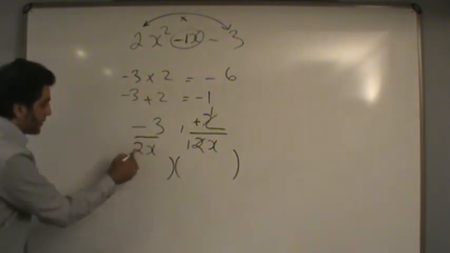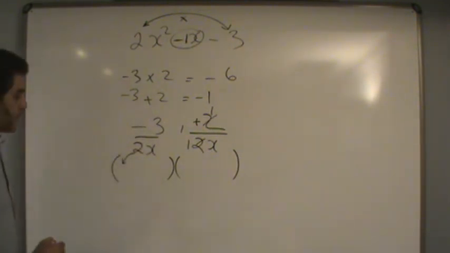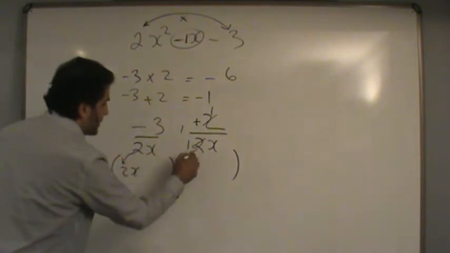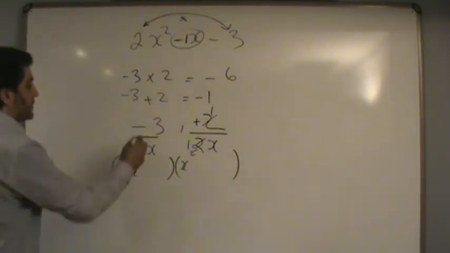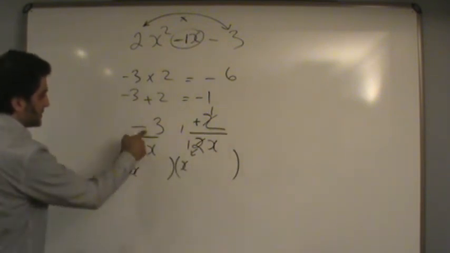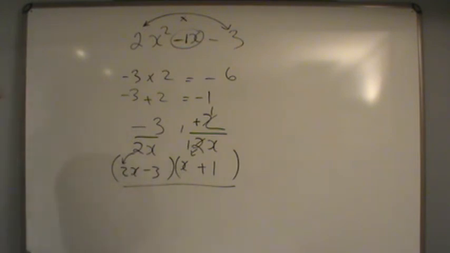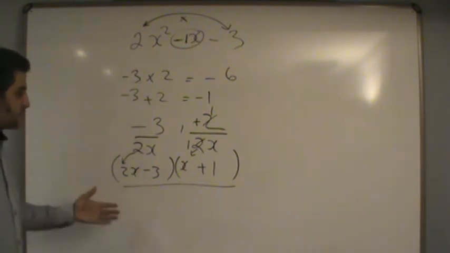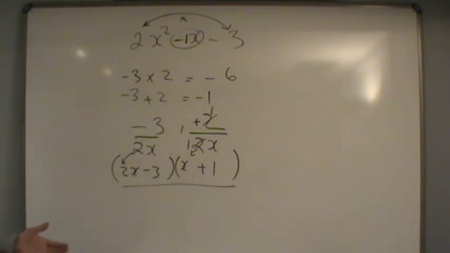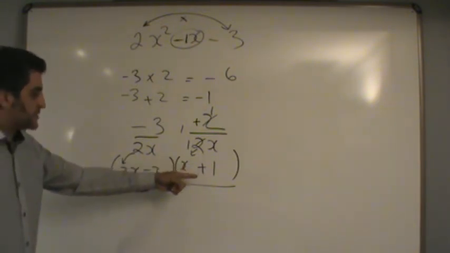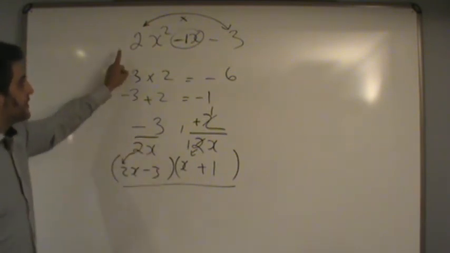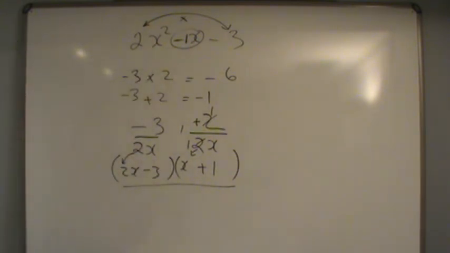The bottom part goes right here, right after the bracket: 2x and 1x right there. The top part goes right beside it, so it's negative 3 and then positive 1. And you can see that we matched exactly the previous example that we did using the decomposition method. This shortcut gives you the exact same answer: 2x minus 3 times x plus 1. If you expand this, it should get back to the original equation.